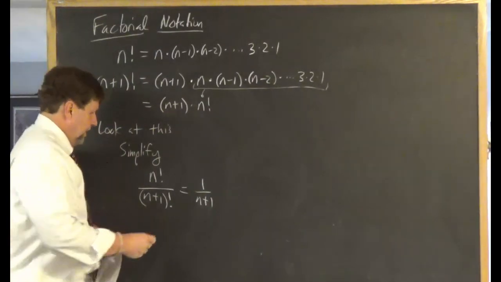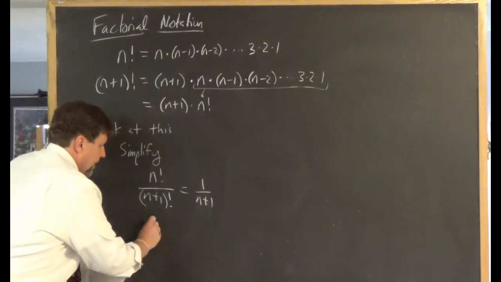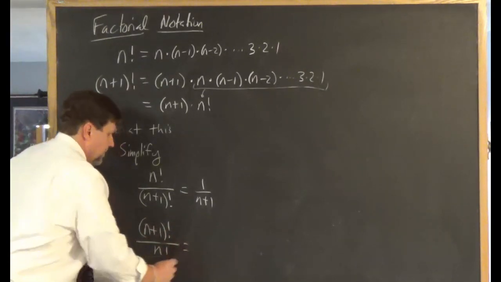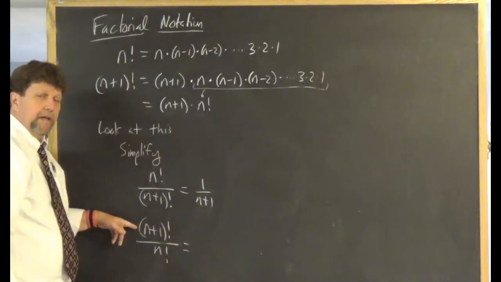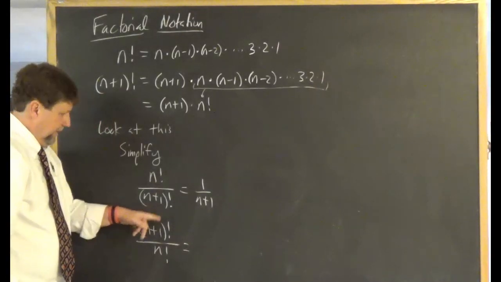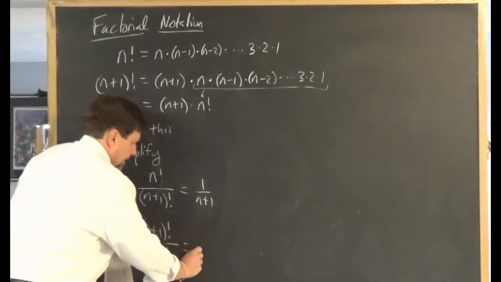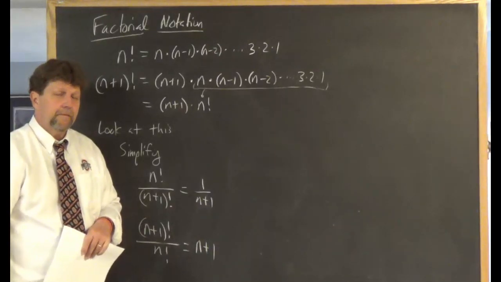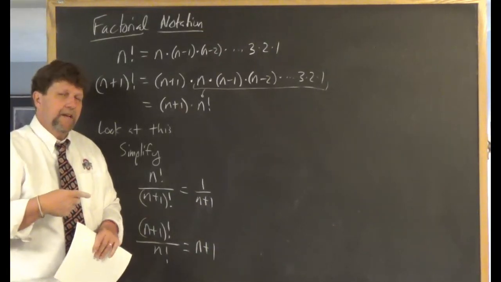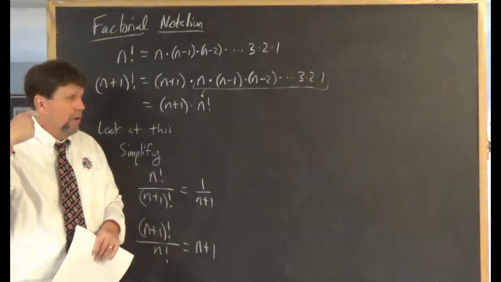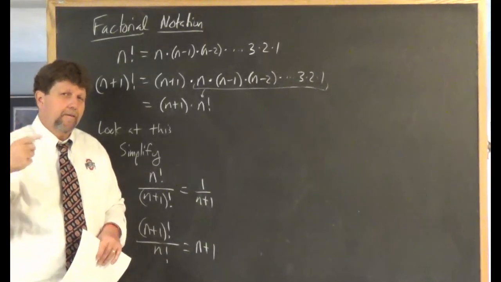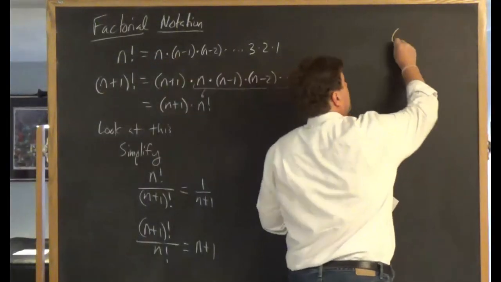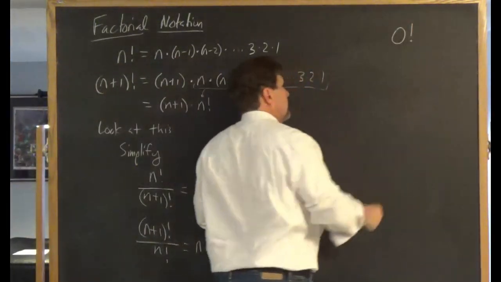Hopefully you see that. If I said simplify n plus 1 factorial over n factorial, well, the numerator here is n plus 1 times n factorial. The n factorials would cancel out, and that would leave you with just n plus 1. So I wanted to do this simplification so we could try to figure out one really weird thing about factorial, and it is 0 factorial.